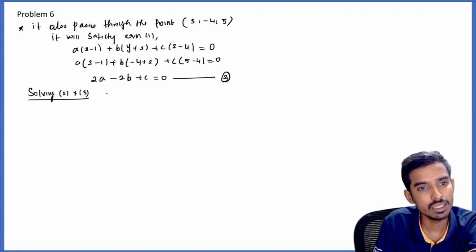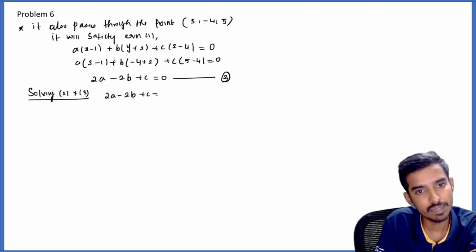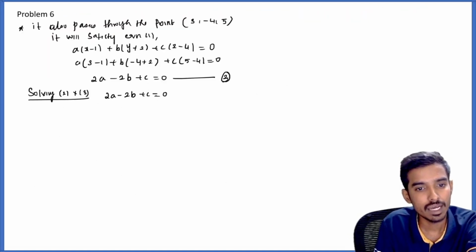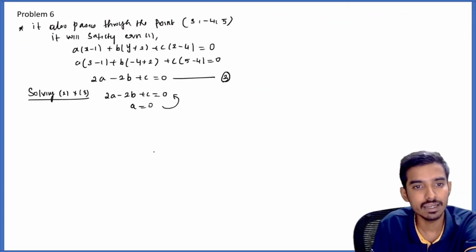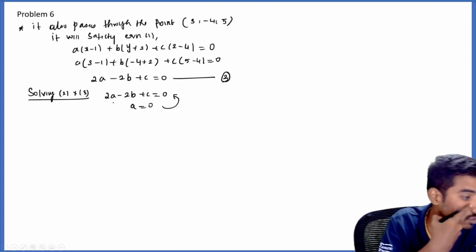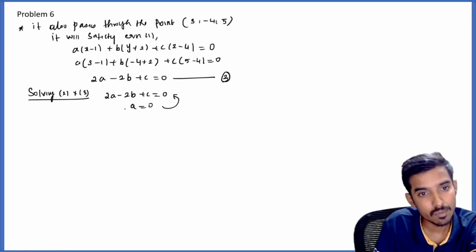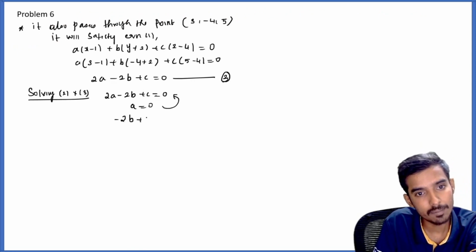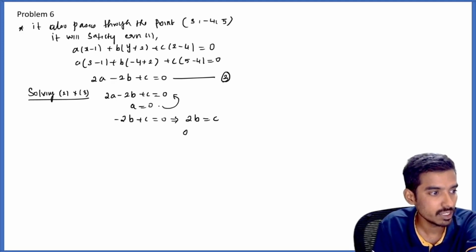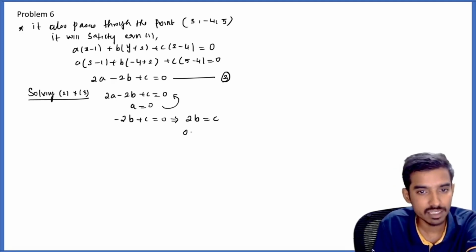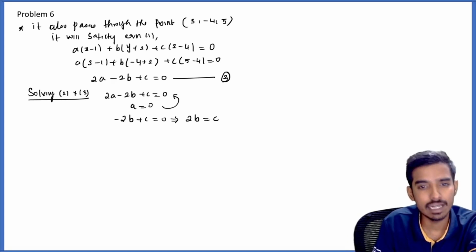Solving 2 and 3. We have 2a minus 2b plus c is equal to 0, and we have a equal to 0, right? So a is equal to 0 is the second equation. If you put a equal to 0, we have minus 2b plus c is equal to 0. This implies 2b is equal to c, right? So c is equal to 2b. Let us keep this as it is.